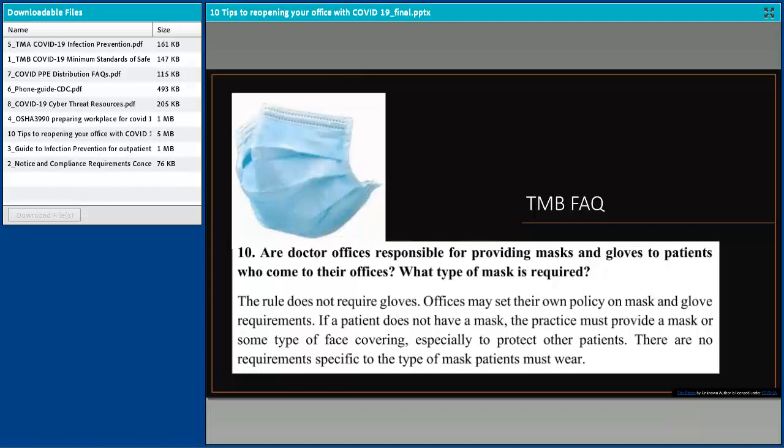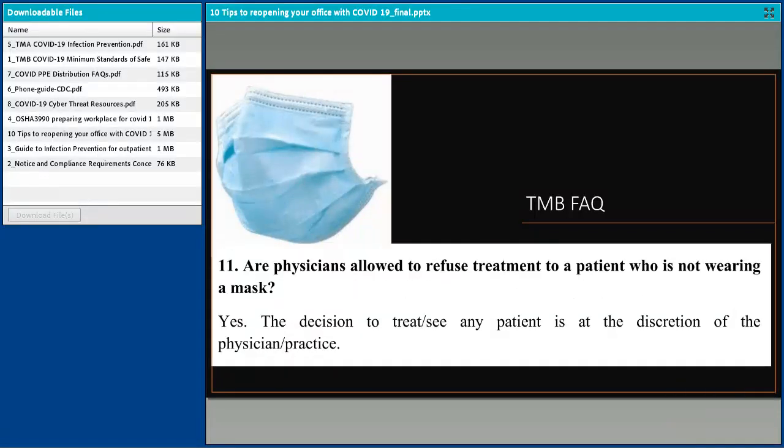However, if a patient does not have a mask, the practice must provide a mask or some type of face covering, especially to protect other patients. There are no requirements specifically as to the type of mask that the patient must wear, but a mask or a face covering must be provided to the patient.